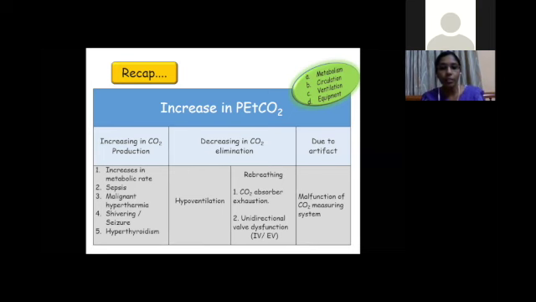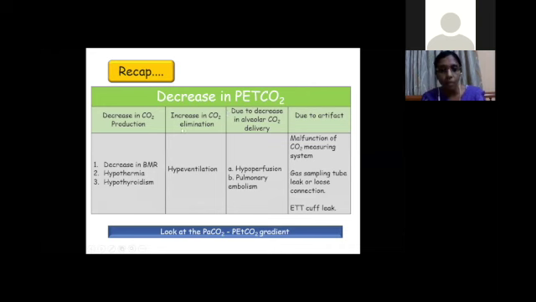A decrease in EtCO2 can result because of a decrease in carbon dioxide production, such as a decrease in BMR, hypothermia, or hypothyroidism. Increase in carbon dioxide elimination can occur when we are hyperventilating the patient. It can also occur due to a decrease in carbon dioxide delivery to the alveoli.